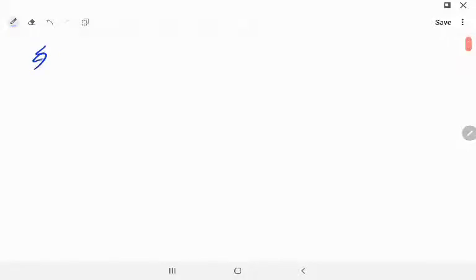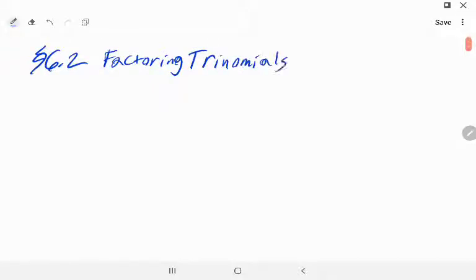Section 6.2 is on factoring trinomials of the form x squared plus bx plus c. So this is a little more challenging.